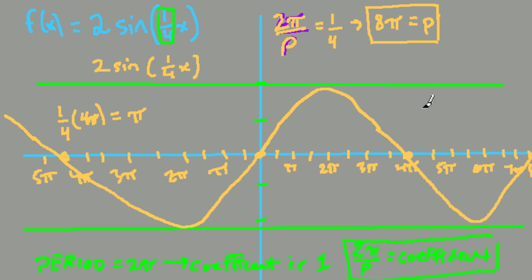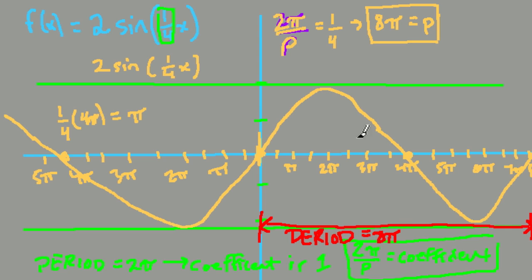So that's what it looks like, right? The period of this function, it starts off here and goes all the way to 8 pi. That's a pretty large, or pretty slow, turning sine wave, right? It takes all this distance, that's the period, which is 8 pi, to complete.